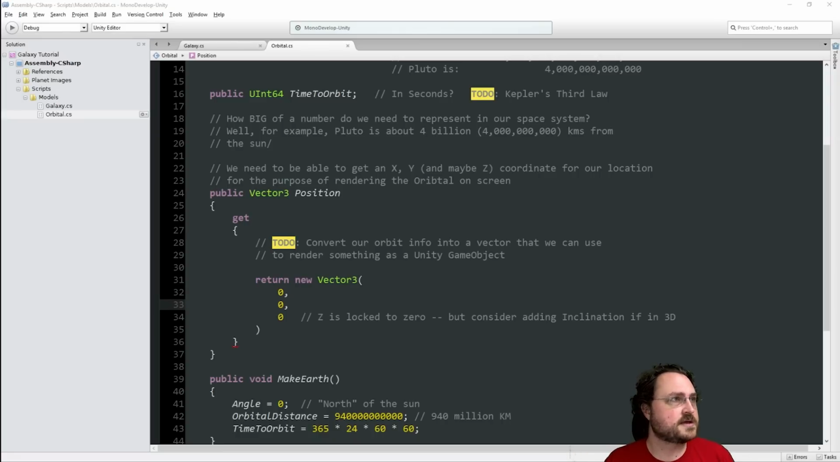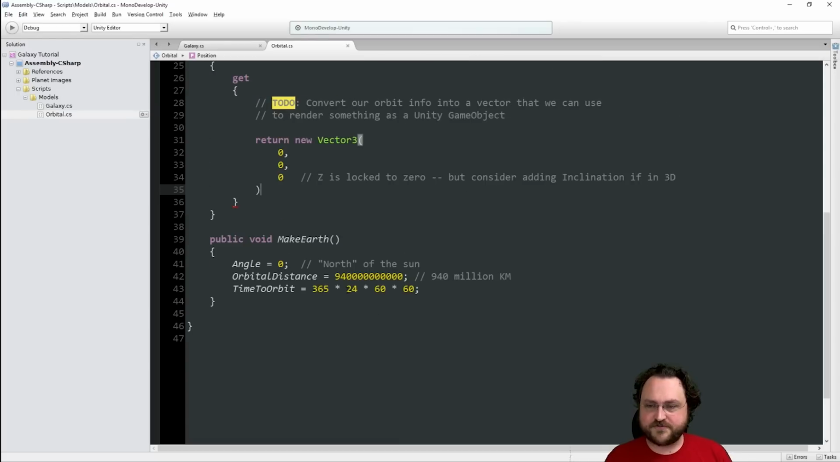When I Googled Earth orbital distance, oh, you're right. Google very helpfully gave me the circumference as opposed to the distance. The distance is about 150 million kilometers. Thank you very much.